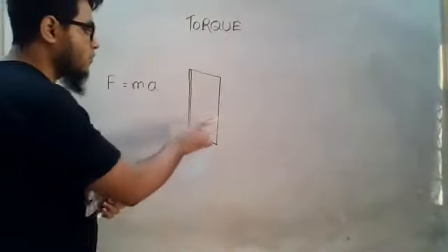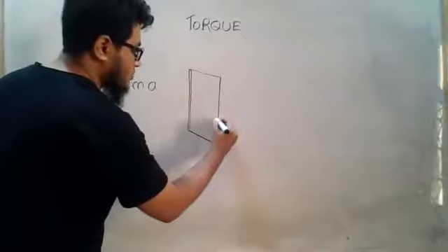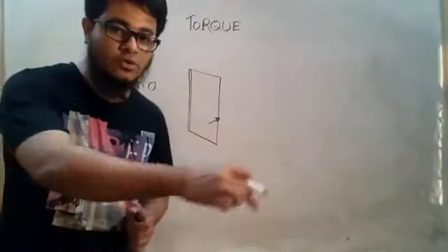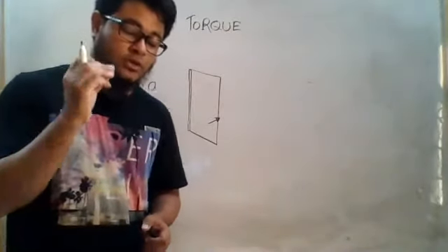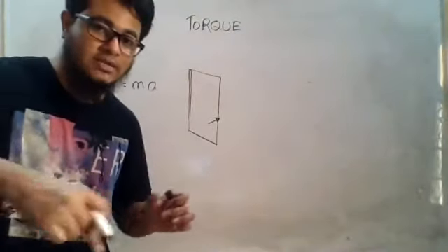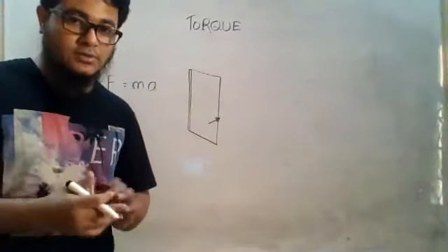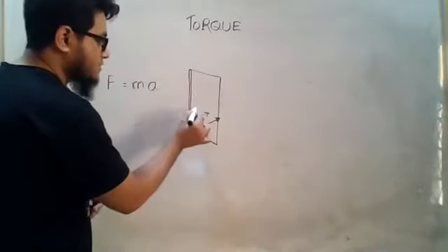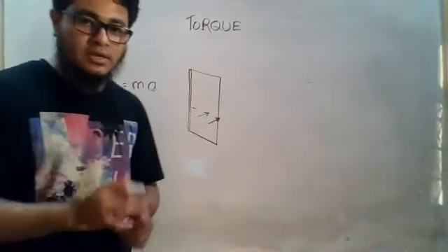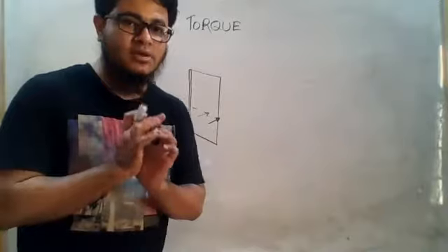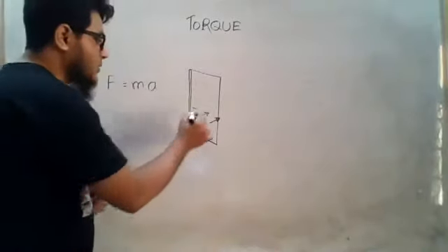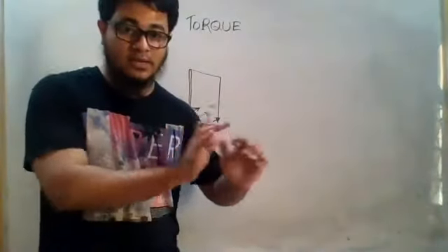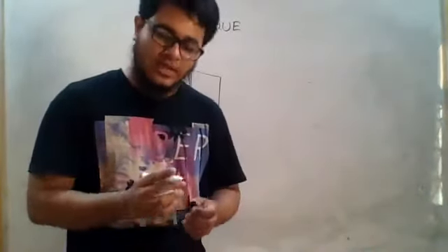If I apply the force on the door at the edge, at this point, I can easily rotate the door without applying a large amount of force. Now, if I apply this force at a shorter distance from the hinge, then what will happen? You can imagine that I will have to apply a bigger amount of force. And as I get closer to the hinge, I will have to apply larger and larger amounts of force. Can you imagine this?